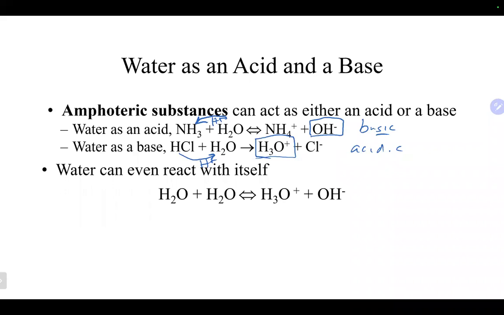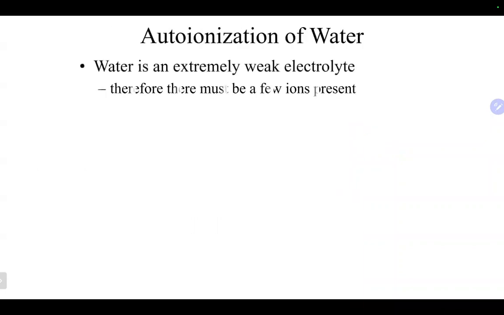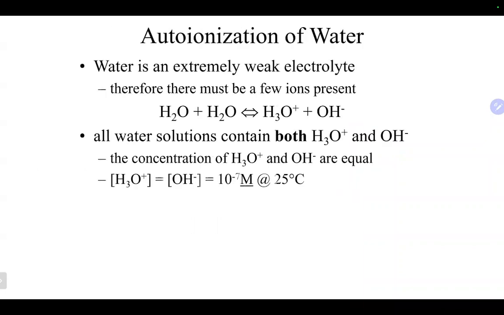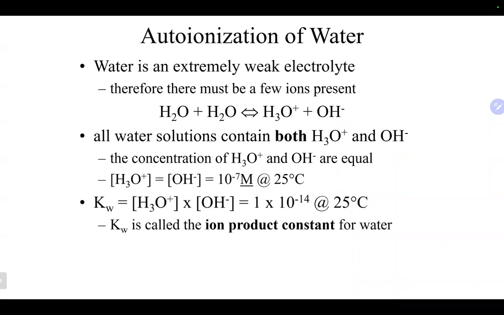In this case, one water could act as an acid, the other water could act as the base. So when the H+ goes over, that water that lost the H+ will make OH-. The H2O will make H3O+ on that side. This is what is sometimes referred to as autoionization of water. This is happening all the time in a water solution.